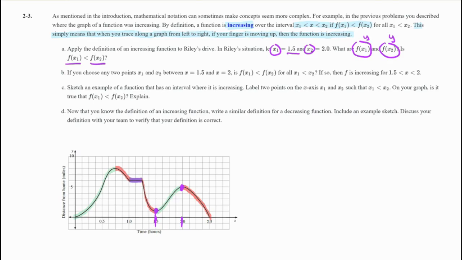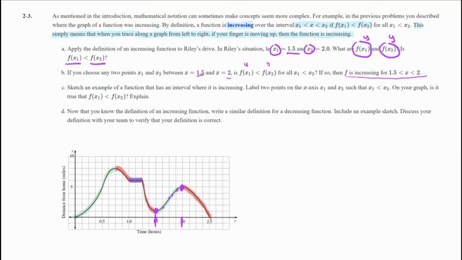If you choose any 2 points, any two x1s and x2s between 1.5 and 2, is f of x1, or the y value at x1, less than the y value at x2? So if we're picking any 2 points, if I pick here or here, it's still increasing. If I pick here or here, it's increasing. And so in any of the points, it is always increasing, or it is increasing continuously. For C, it says, if so, then f is increasing from 1.5 to 2.